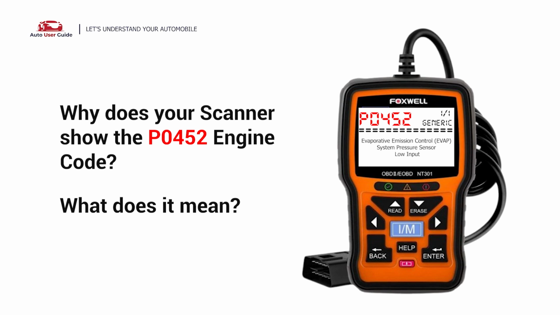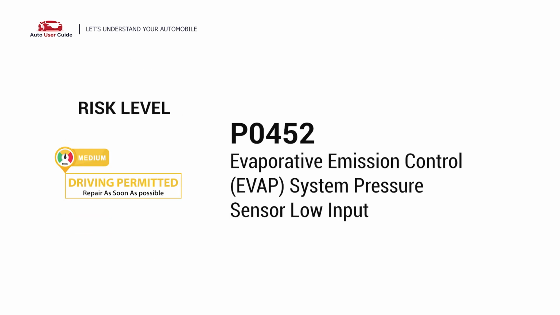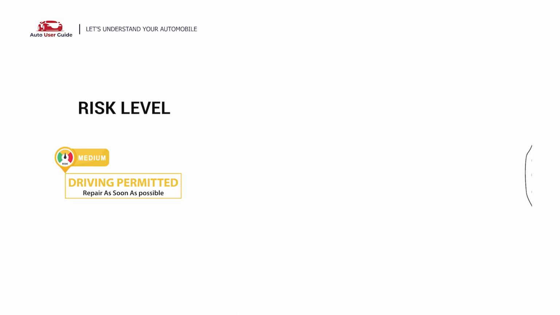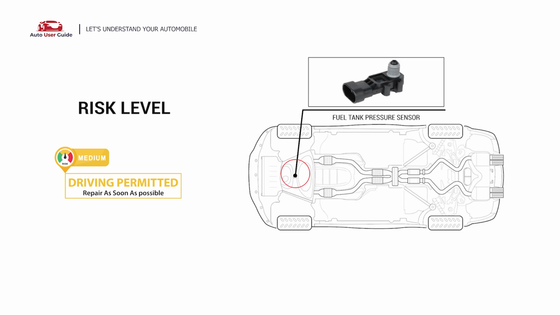Why does your scanner show the P0452 engine code? What does it mean? P0452 is a diagnostic trouble code for Evaporative Emission Control System Pressure Sensor Low Input. It indicates the sensor is reporting a lower than expected pressure in the fuel tank. Under this circumstance, short-distance driving is permitted, but your vehicle should be repaired as soon as possible.